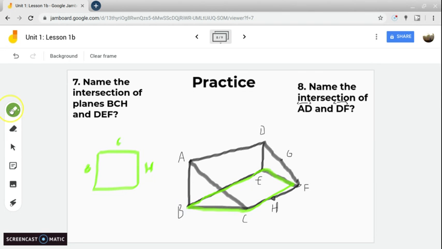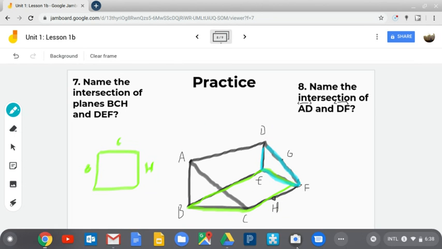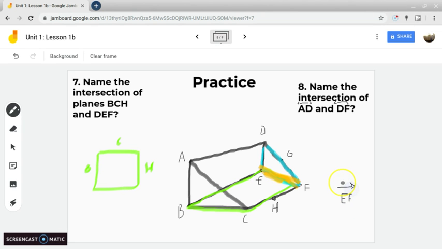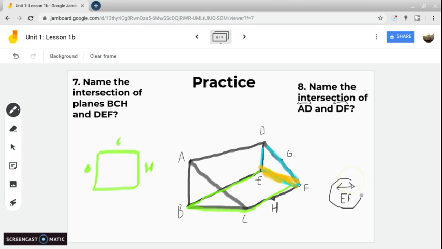This whole thing. All right, now I'm going to go in blue and say DEF. That one was easier. You could tell that's what that is. All right, where do they intersect? They intersect at this line right here. So I'll put that in yellow. This is where it is. That's where they intersect. So remember when we're naming a line, only 2 points. There are only 2 also. So we say EF, and then remember that line on top of it. Okay, that is the answer to number 7.